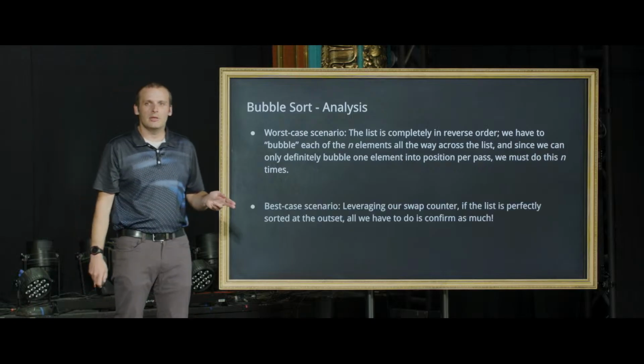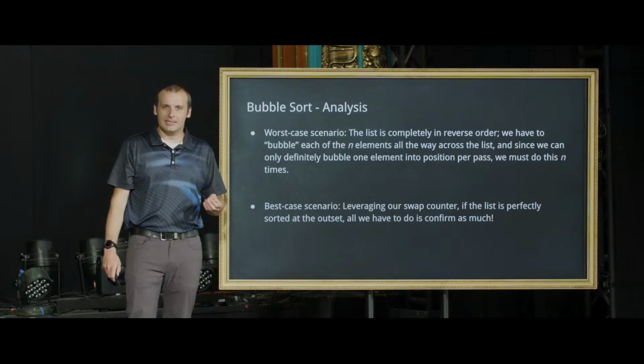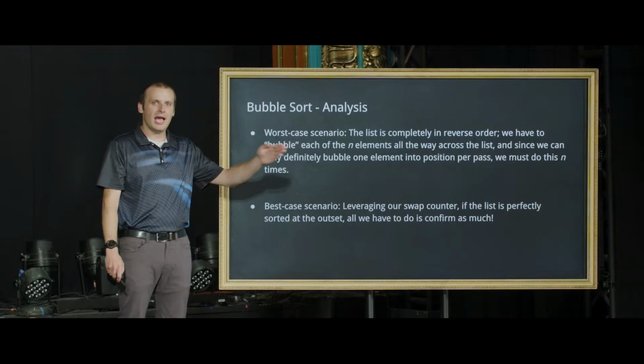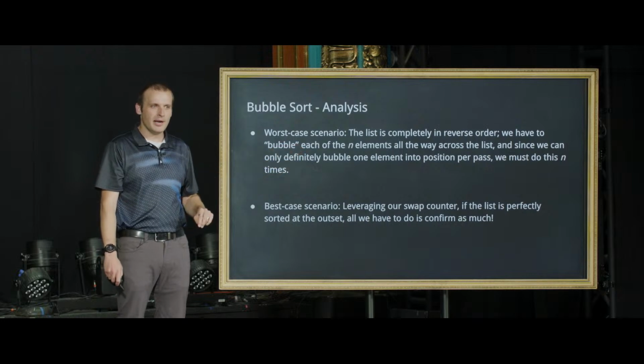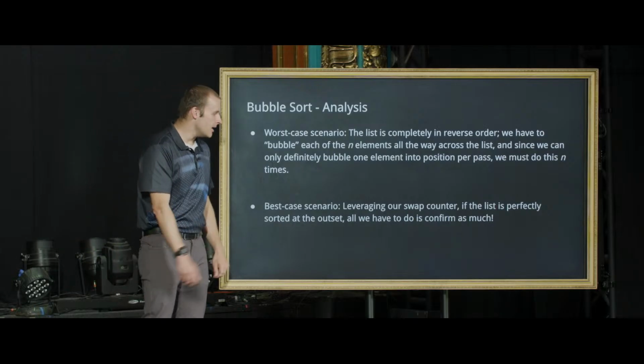In the best case, though, imagine that we had a completely sorted list. If that was the case, when we went through it one time, our swap counter would be 0 when that was done. And therefore, we would only need to make one pass through the entire list.